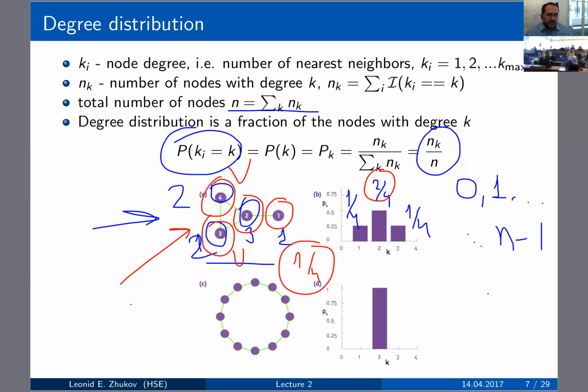So that's a distribution. Now, if we have, for example, this weird circle graph, where every node has exactly the same degree, the degree distribution will look like this. It's 0 everywhere except at 2. And of course, when you randomly select a node from this graph, it will always have degree 2. That's why the distribution has a value of 1 here. Any questions about this? No. Good. Moving on.